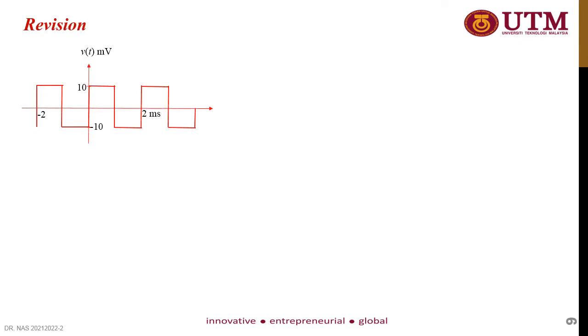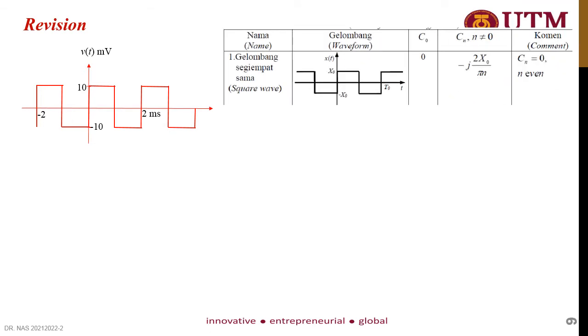Okay, let's have a quick revision on how to write down the mathematical expression of the given signal in Fourier series. So basically, you need to refer to the Fourier coefficients table, look at the closest shape to the given signal, and then identify the parameters involved, for example, x0 and t0. And then you need to notice the first coefficients, the Cn, and also the remarks.